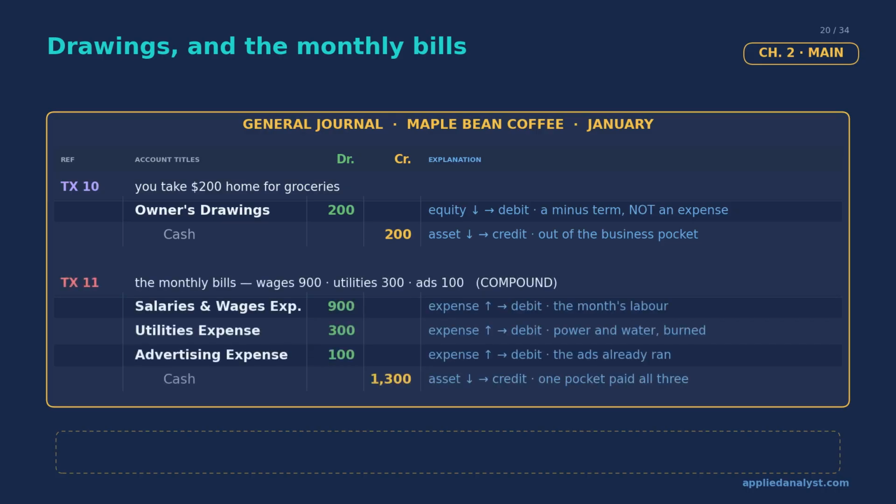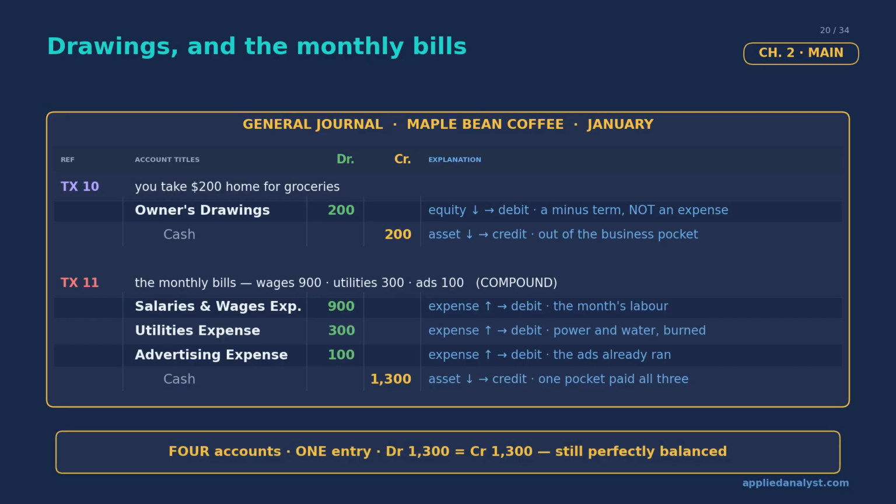Transaction 11. The monthly bills, one compound entry, and manners say all debits first. Salaries $900, utilities $300, advertising $100. All 3 debits, and one pocket paid for all of it. So a single credit to cash, $1,300. 4 accounts, 1 entry, still perfectly balanced.